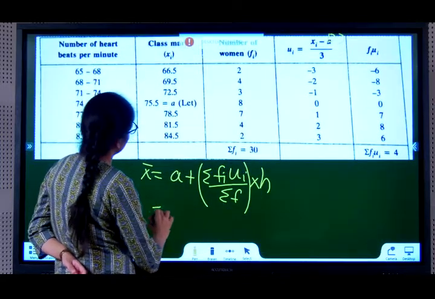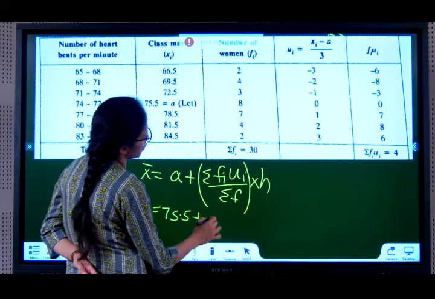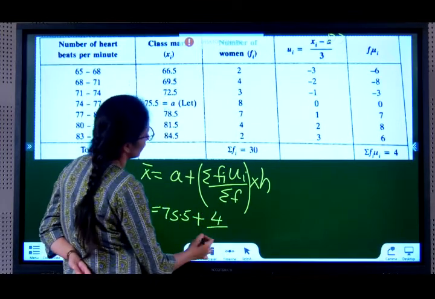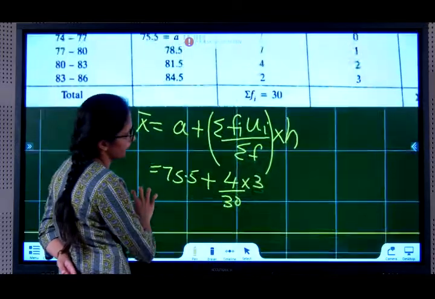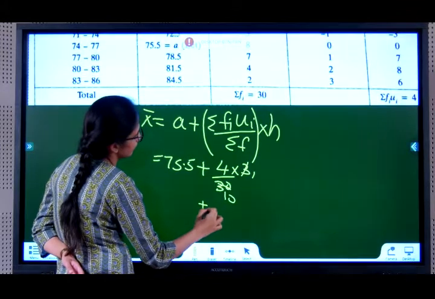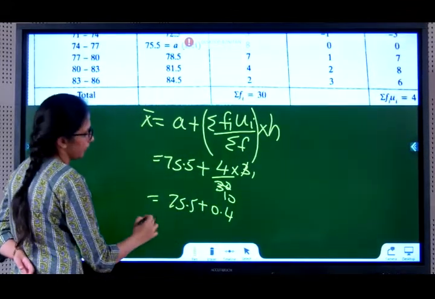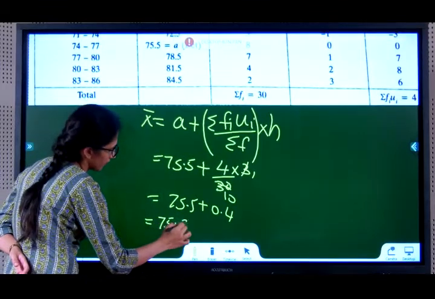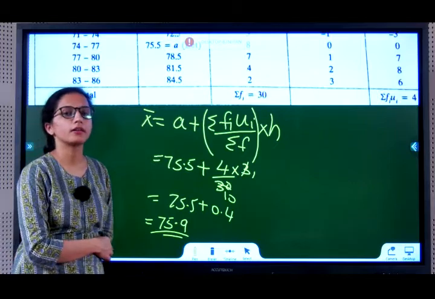A is 75.5 plus summation fi ui 4, frequency 30, h 3. So 3 tens are 30. 4 by 10 is 0.4. So 75.5 plus 0.4 is 75.9. 75.9 heartbeats per minute is the mean of the data.